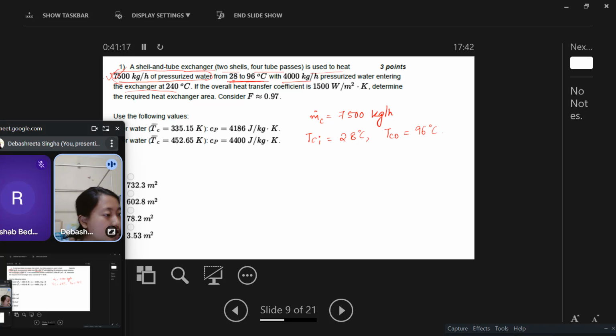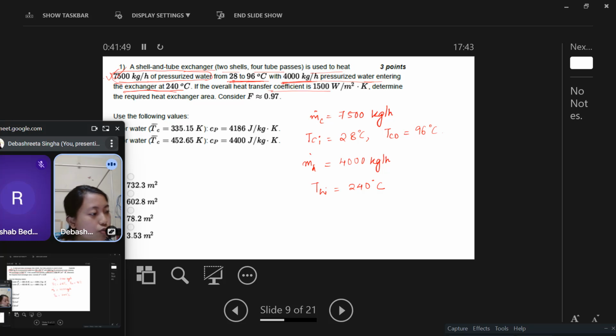Then next, they have given that this is heated with the help of this water. That means this is the hot fluid, and its mass flow rate is 4000 kg per hour, entering the heat exchanger at 240 degrees Celsius. That means the inlet T_hi is 240 degrees Celsius. The outlet temperature is not given for the hot fluid.